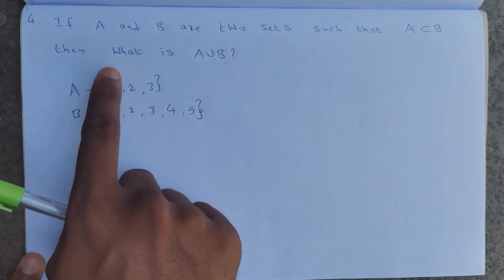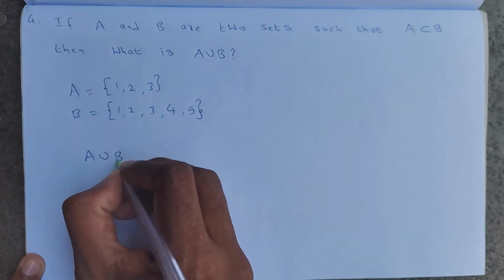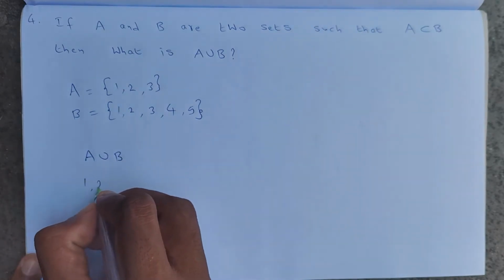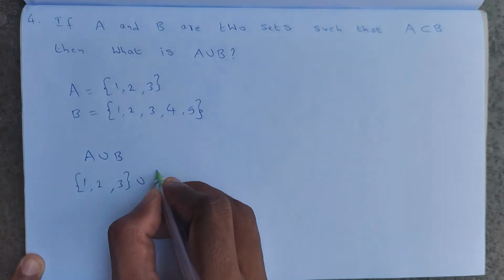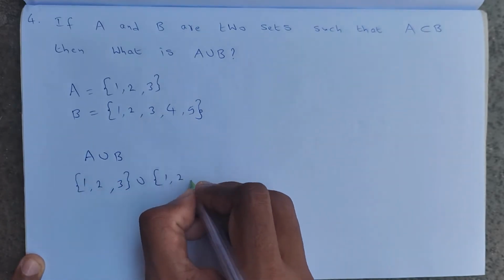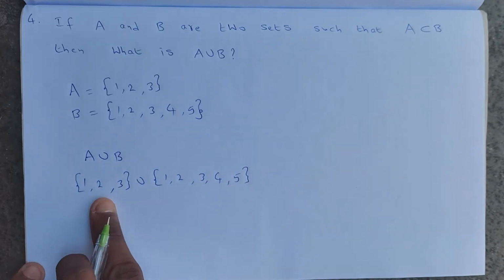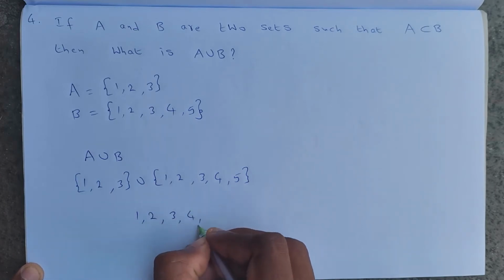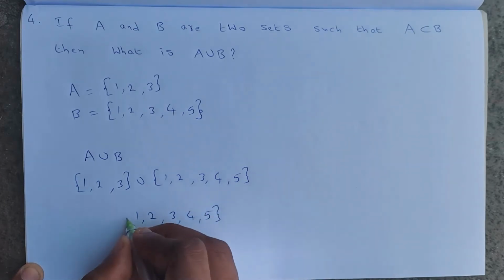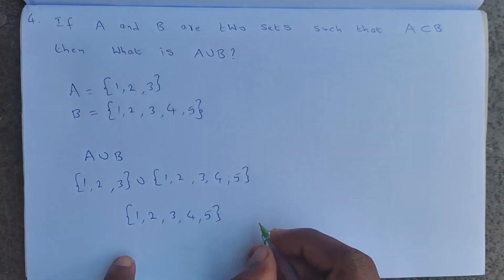And then what is asked? What is A union B? If we take set A as {1, 2, 3} union set B as {1, 2, 3, 4, 5}, then {1, 2, 3} union {1, 2, 3, 4, 5} is nothing but {1, 2, 3, 4, 5}. So {1, 2, 3, 4, 5} is nothing but the set B again.